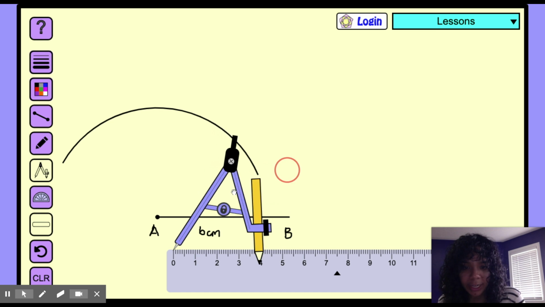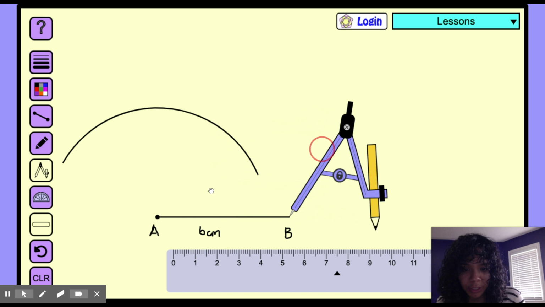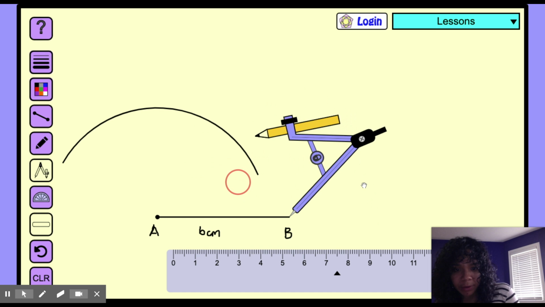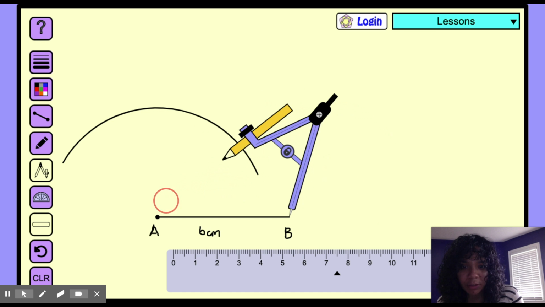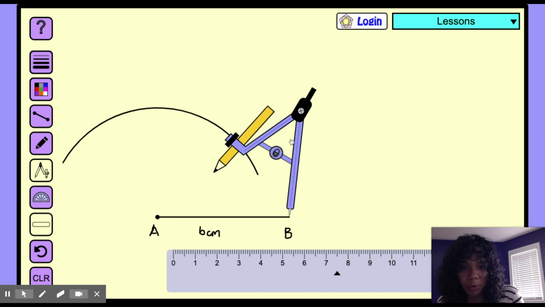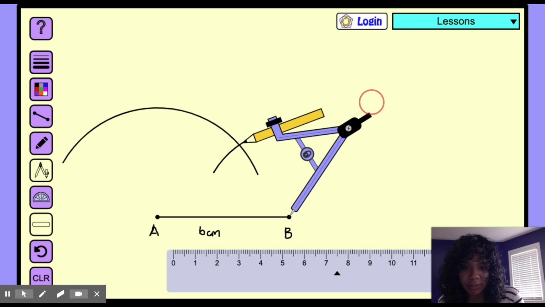All right. And then I want to line up this point with B. I want to flip it around. There we go. Okay. And I'm just going to draw the arc now for B. So I press the black part of my compass and I just go like that.